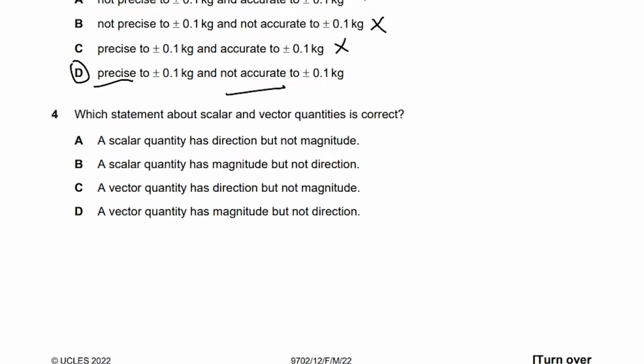Question number 4b. Which statement about scalar and vector quantities is correct? A scalar quantity has magnitude only and a vector quantity has both magnitude and direction. So, A: a scalar quantity has direction but not magnitude? No. A scalar quantity has magnitude but not direction? Yes. A vector quantity has direction but not magnitude? No, it has both. A vector quantity has magnitude but not direction? No, it has both. So B is the answer.